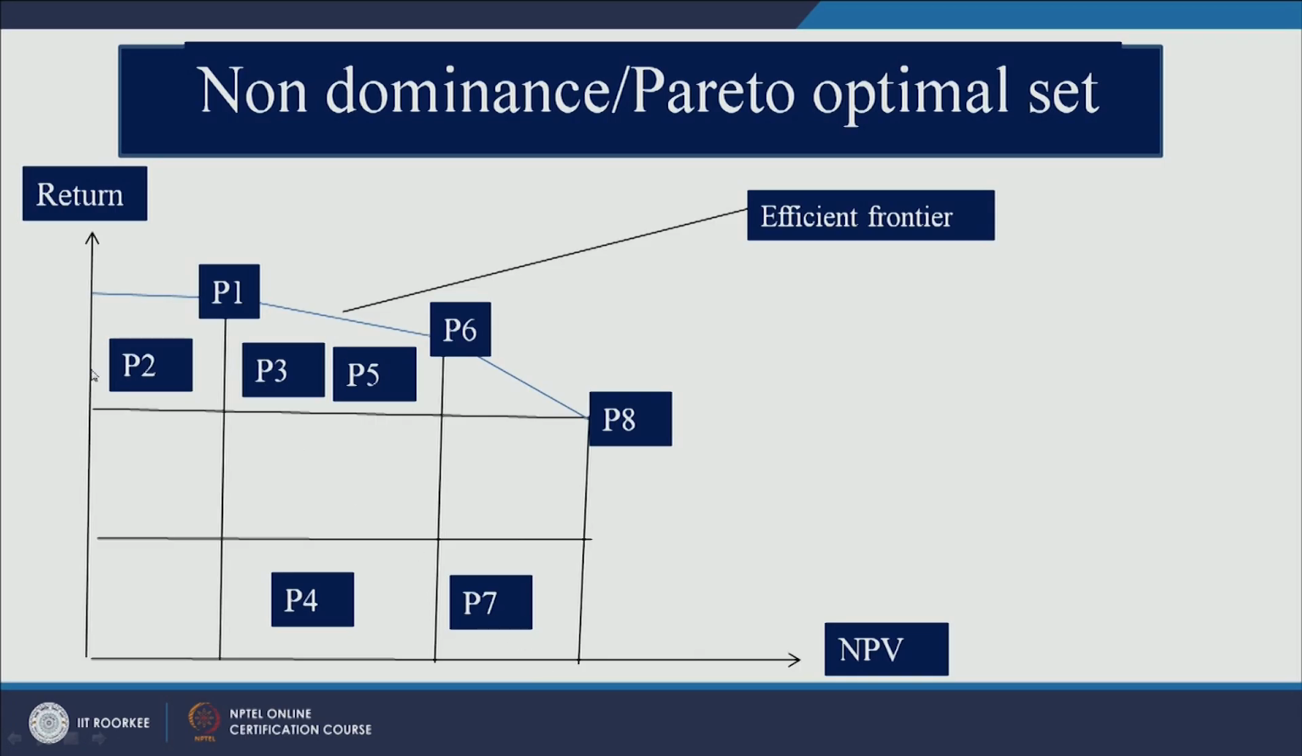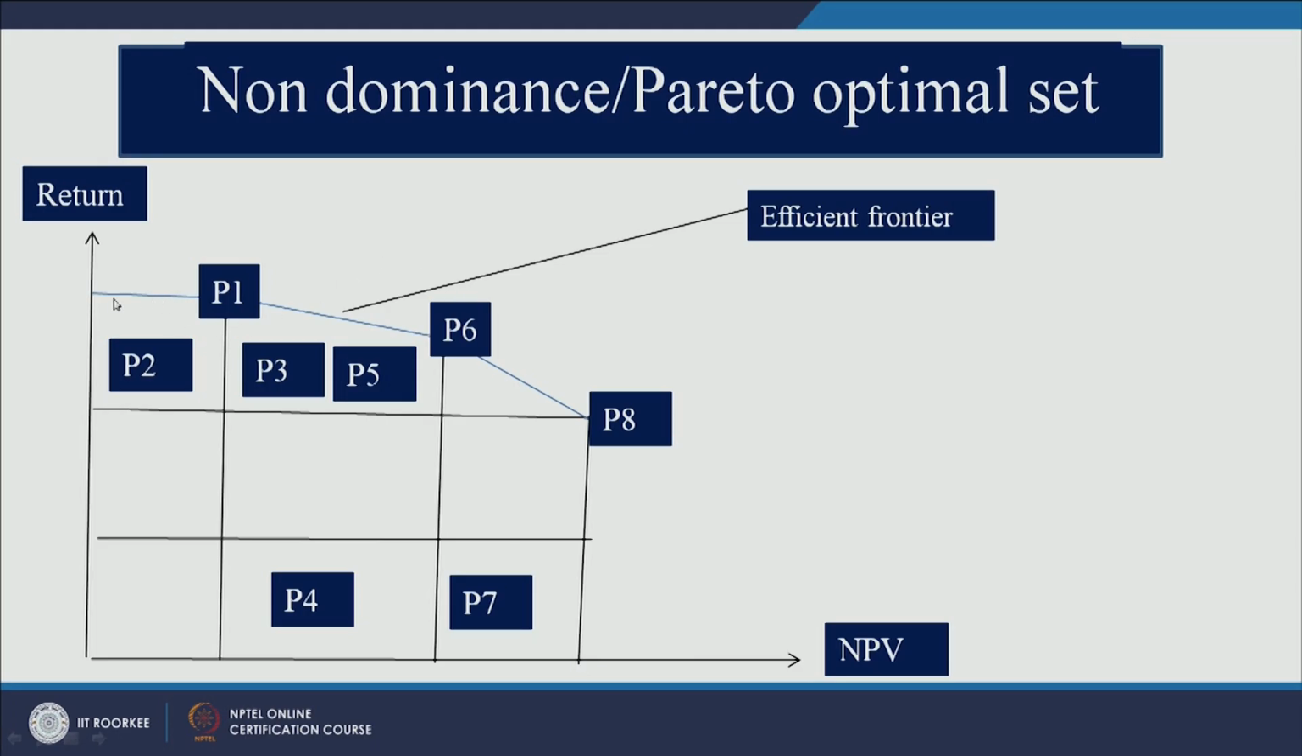On P2 you will get good returns, but NPV is low. Here NPV is good, but not so good returns, right. On the other hand, if you look at P1, P6 and P8. So P1 has this much return, this much NPV, P6 this much return, this much NPV, and for P8 this much return and this much NPV.